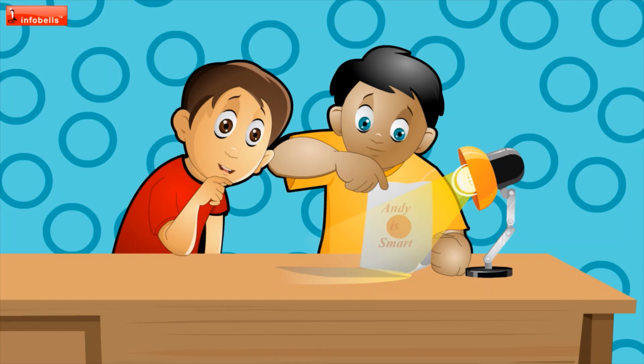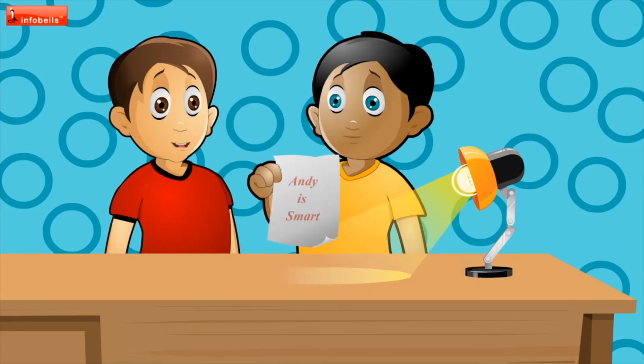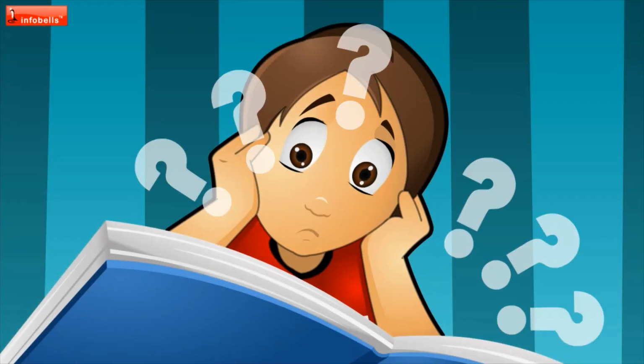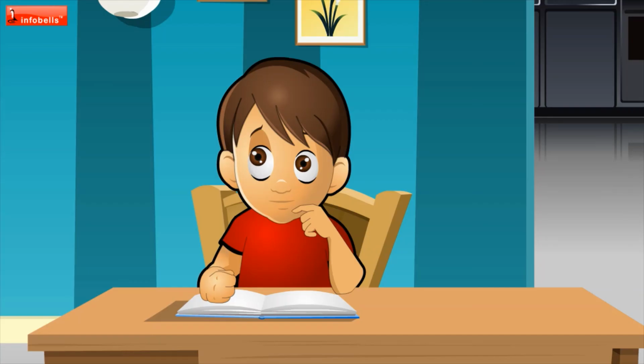Isn't it great? How did you do that? Show me too, please. Sorry, Yuvi. It's a secret code. I can't show you this. Well, I have to go home. Bye. How is it possible? How can a blank paper suddenly show a message?